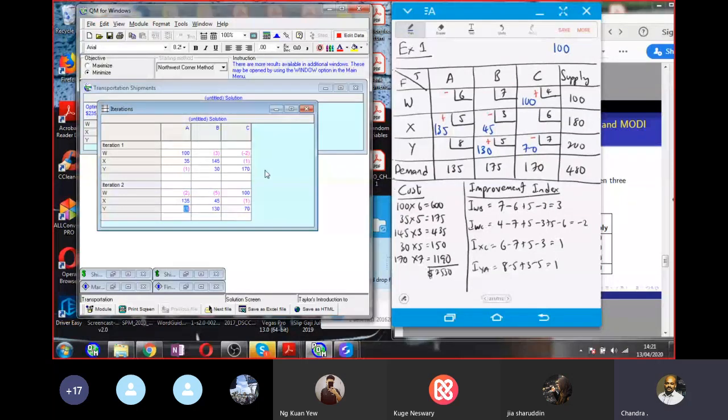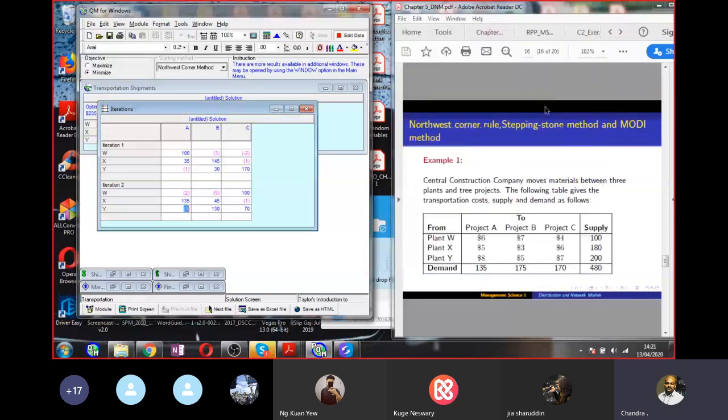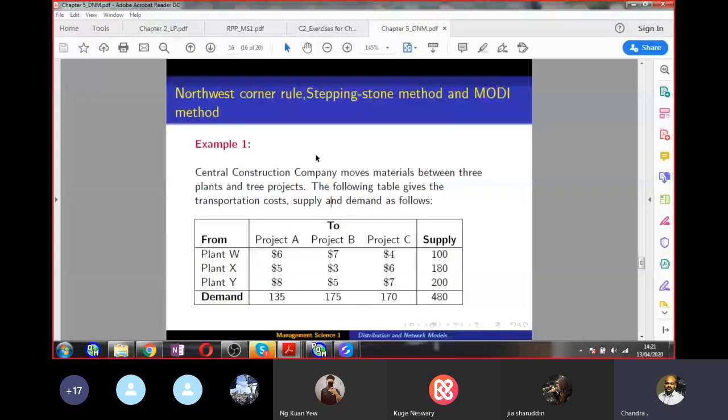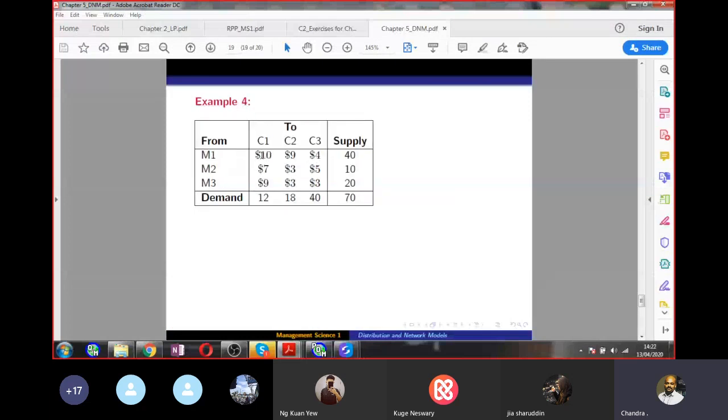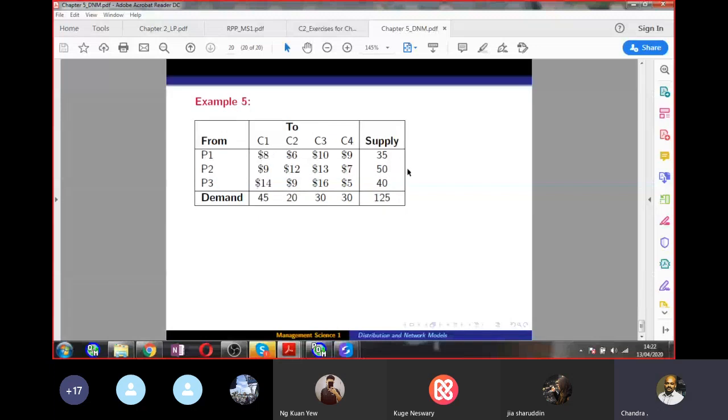So I hope you can check all the answers in examples 1, 2, 3, 4, 5. Of course, there is some typo, I already uploaded in the group. This one 10, this one 4, and you can start to do. This is until northwest corner rule method and stepping stone method.